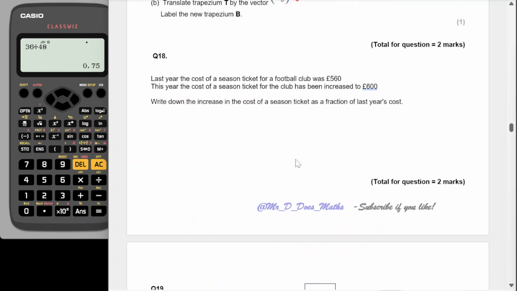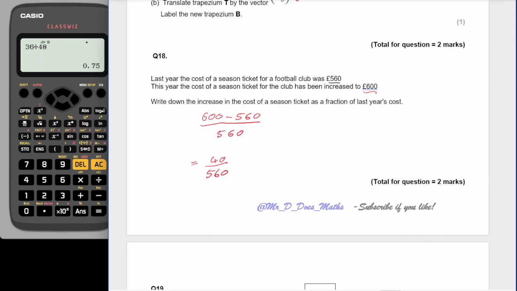Okay, question 18. Last year, the cost of a season ticket for a football club was £560. This year, the cost of the season ticket has increased to £600. Work out the increase in the cost of the ticket as a fraction of last year's total cost. Okay, so the increase in price is 600 minus 560, and that's going to be over the original price, which was 560. So that's going to be 40 over 560.